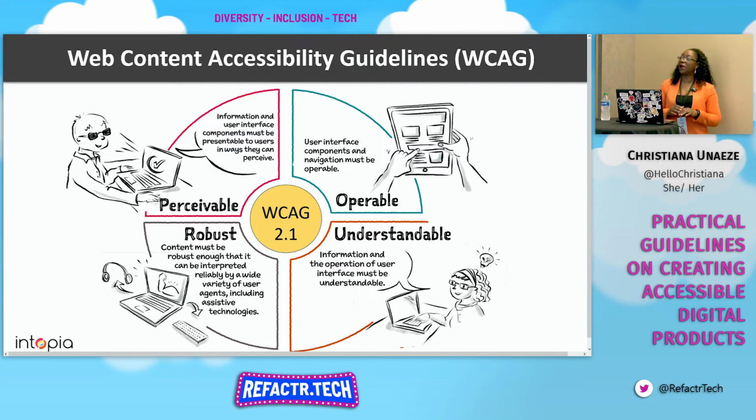And so a simple way to remember all of this is the acronym POUR, like to pour water. So that's perceivable, operable, robust, and understandable. And these make up the Web Content Accessibility Guidelines.